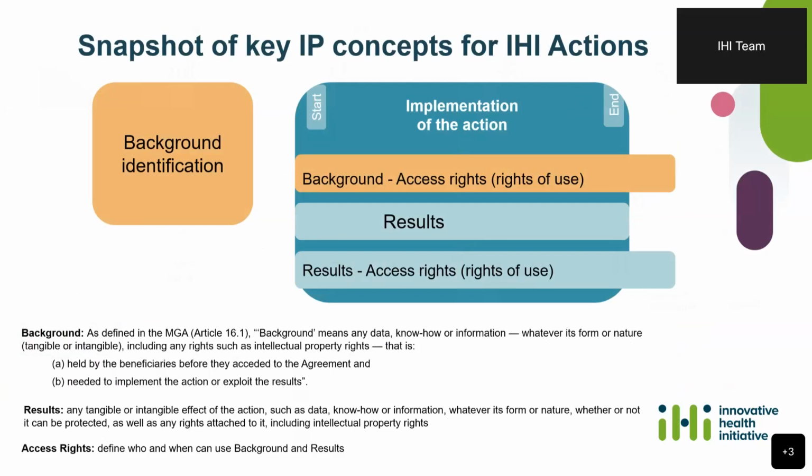And that's very straightforward. Results, however, are now, and this is a slight difference from what we had before under IMI2, under IHI, results are any tangible or intangible effect of the action, such as data, know-how, or information, whatever its form or nature, whether or not it can be protected, as well as any rights attached to it, including IPR. So it's a good bet that if something is being generated by a beneficiary in a project, then it would be classified as a result and therefore would be subject to the access rights that I just talked about.